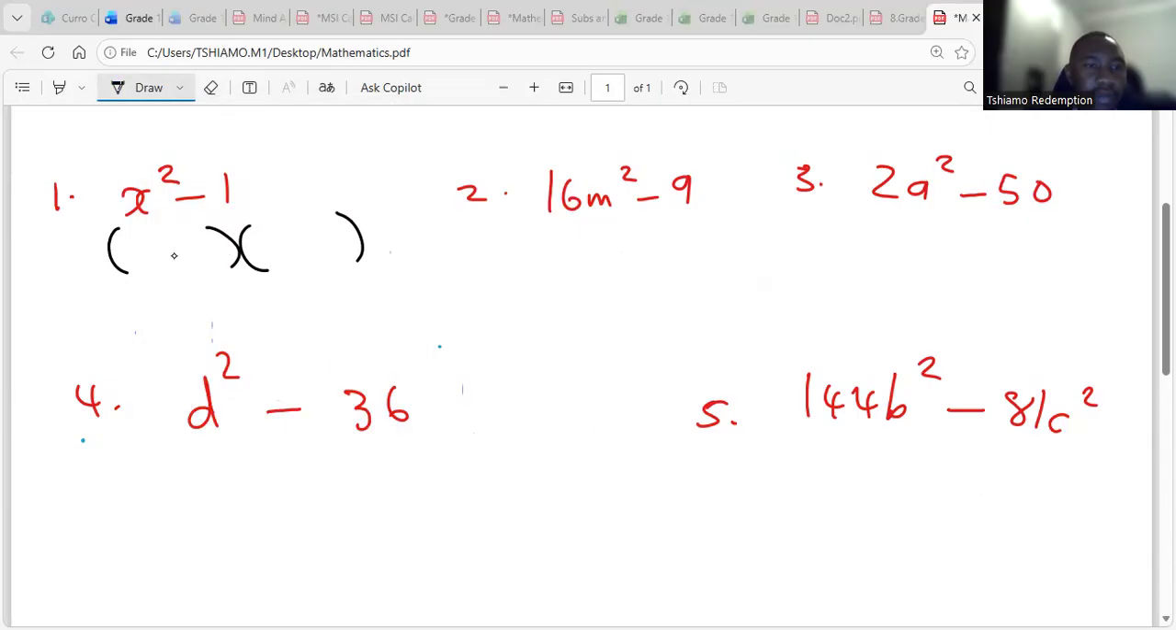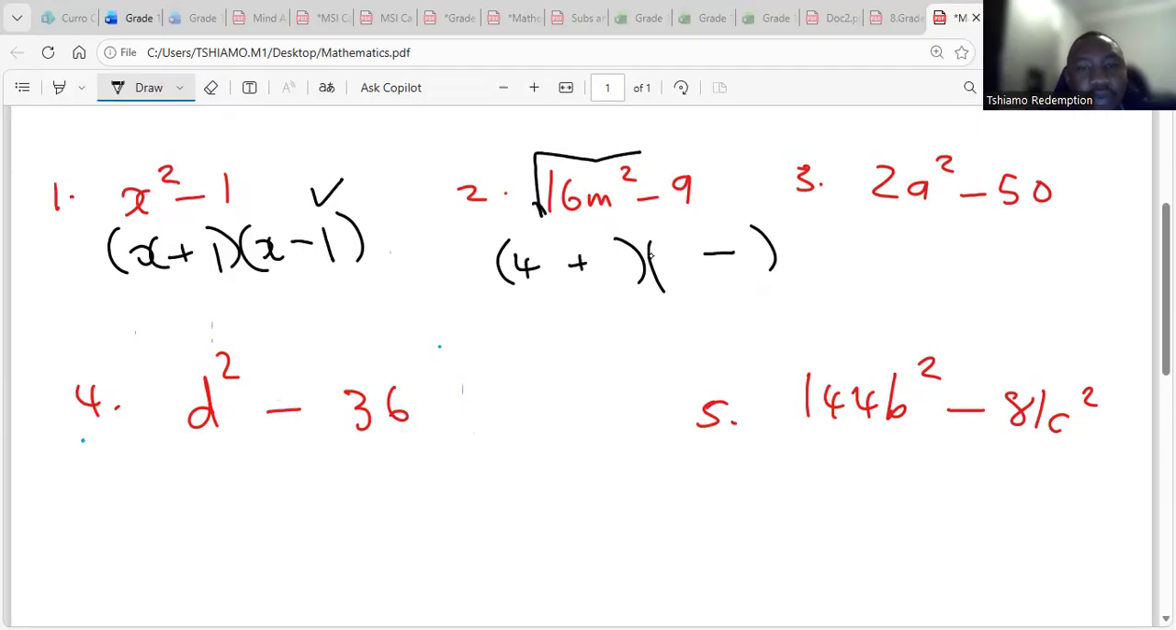Two brackets, a plus and a minus. And then what is the square root of x? It's gonna be x, x, and then what is the square root of 1? 1, 1. Just like that. Here, what are we gonna have? Two brackets, one is a plus, one is a minus. What is the square root of 4 or 16? It's 4, 4. And then what is the square root of m squared now? It's m, m. And then what is the square root of 9? It's 3. So just like that.